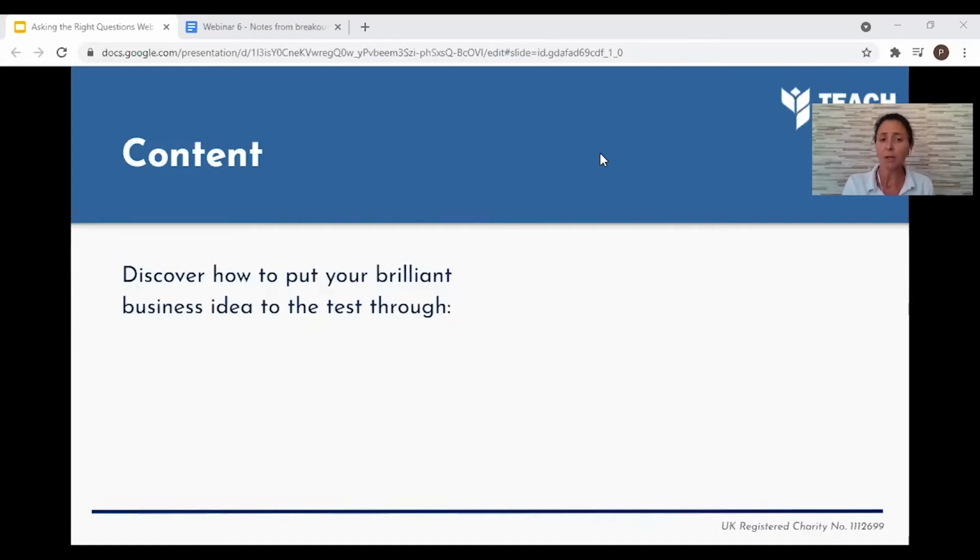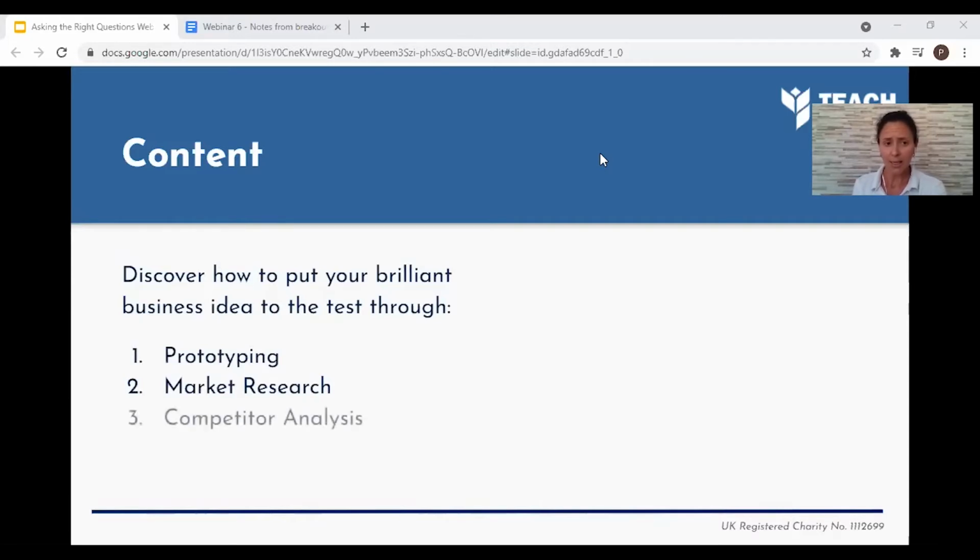So the session today will be divided into 3 main sections. The first one will be around prototyping. Then we'll have a look at market research. And the last one will be about competitor analysis. In each section, you will be learning by doing through interactive activities.